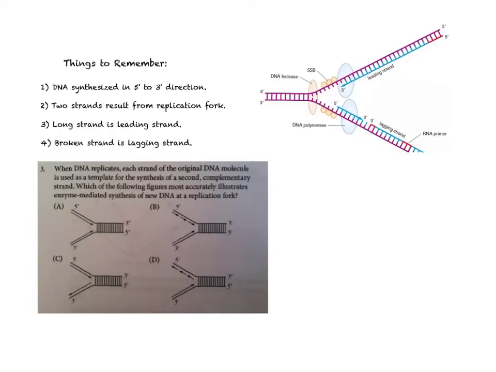The question is asking to pick the best picture that illustrates the synthesis of new DNA at the replication fork. The answer for this is answer D.